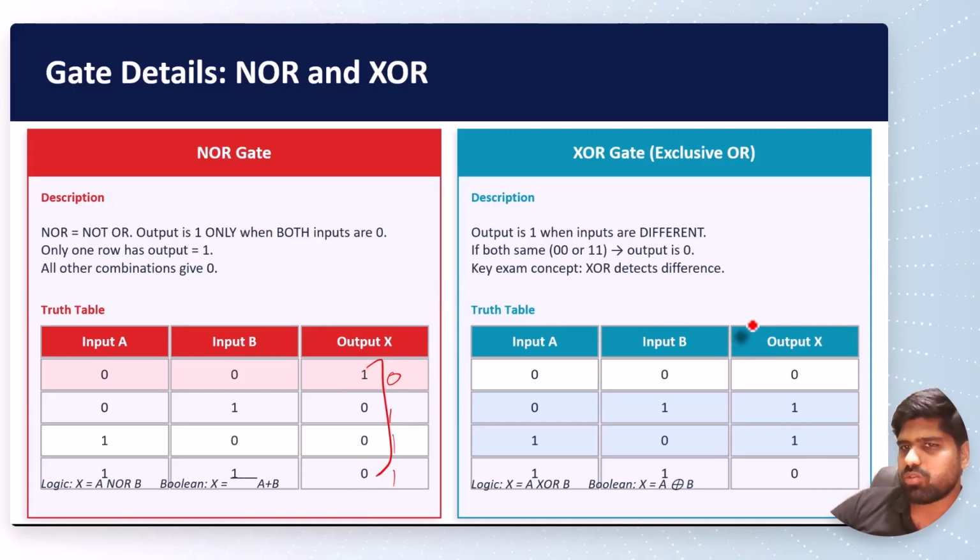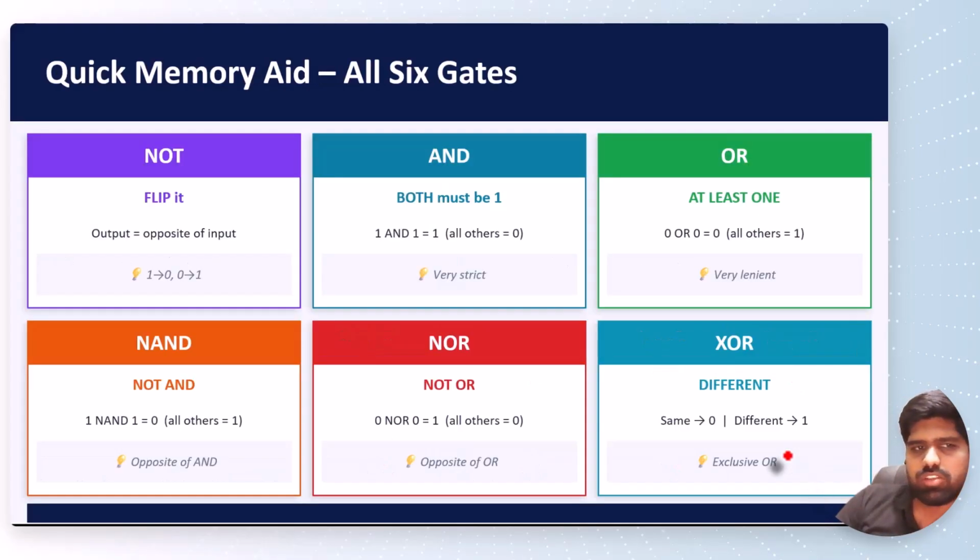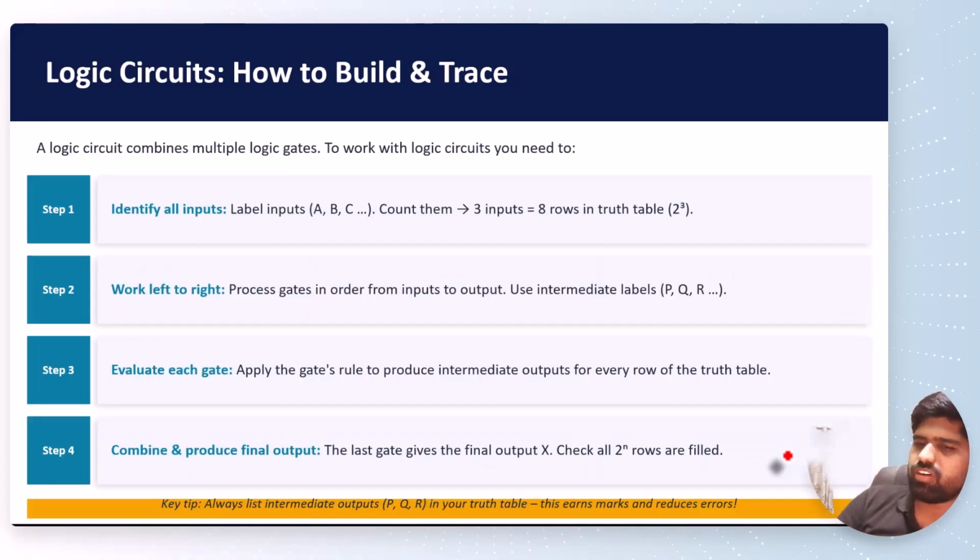Now the next one is the exclusive OR. Whenever they're different, 0 and 1 they're different, so they're producing 1. 1 and 0 is different, so they're producing 1. Otherwise, when it becomes 1 1 or 0 0, it will give you a 0. So here's a quick memory aid: NOT is flip it. AND must be both 1. OR is at least one is 1. NAND is NOT and AND combined together, NOR is NOT and OR combined together, and XOR is if they're different, then they will produce 1.